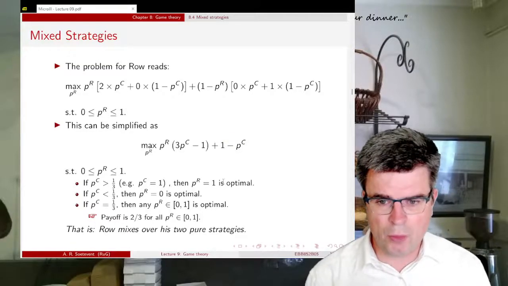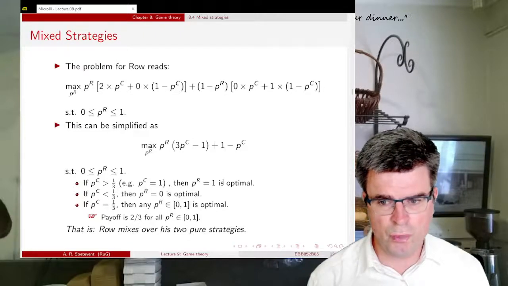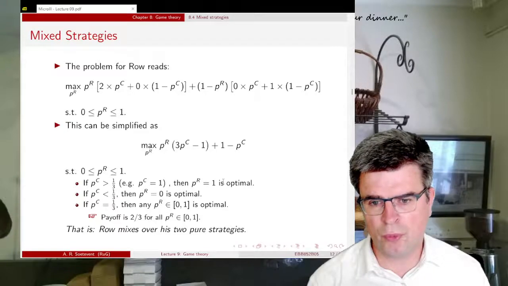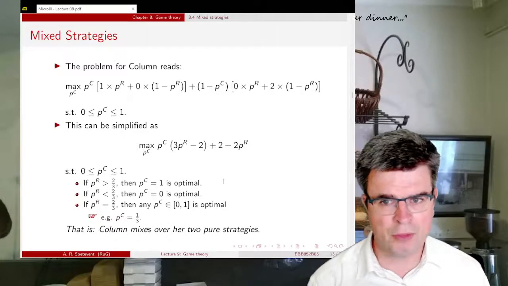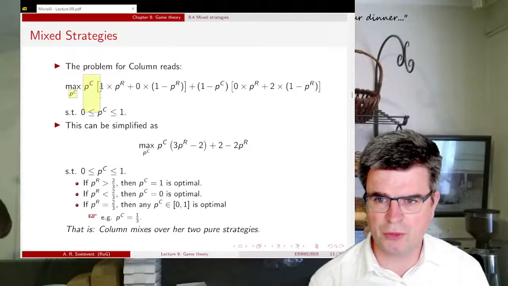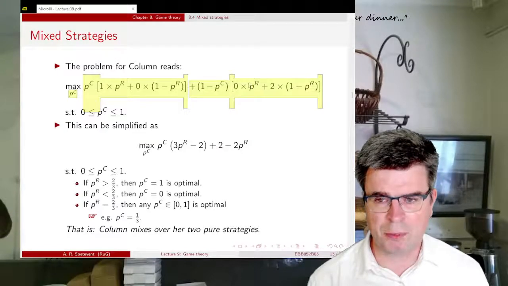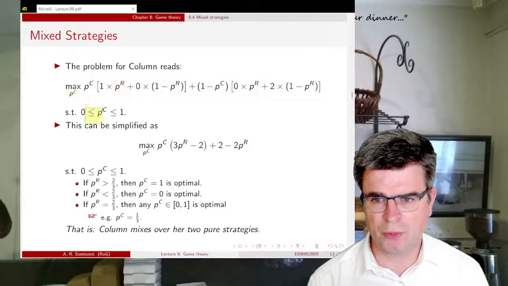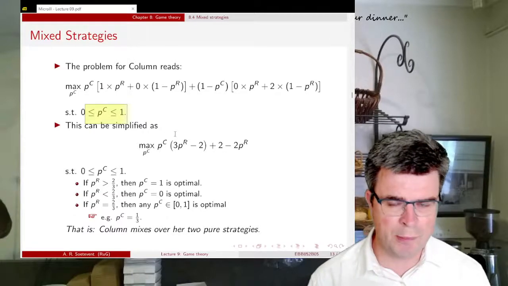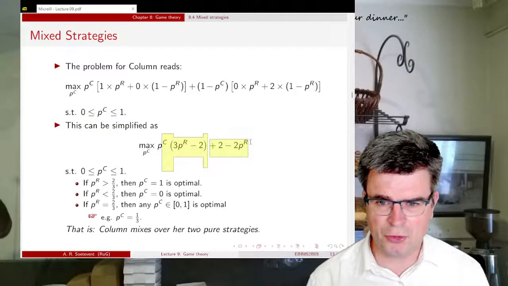So Row mixes over his 2 pure strategies, and now we can do the same for the column player. So we have the similar problem. The objective function of the column player reads as follows. The column player maximizes this expected utility function subject to a similar constraint on the probability. Again, we can simplify, please check it yourself, and we get this expression over here.